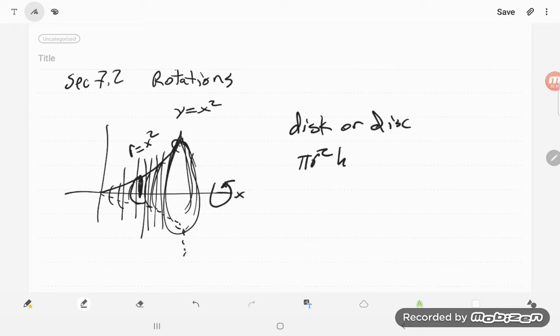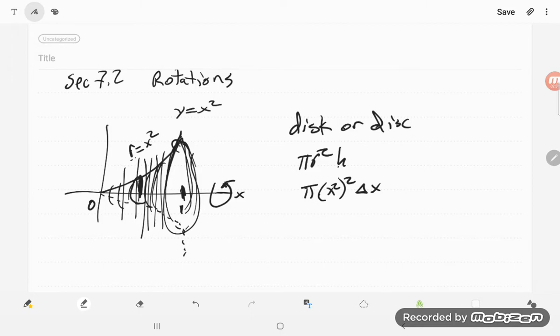And again, typically that height is just our delta x. And so here r is x squared. So actually we get pi x squared squared times delta x. And we didn't give any limits on this. Suppose I want to go from 0 to 1.